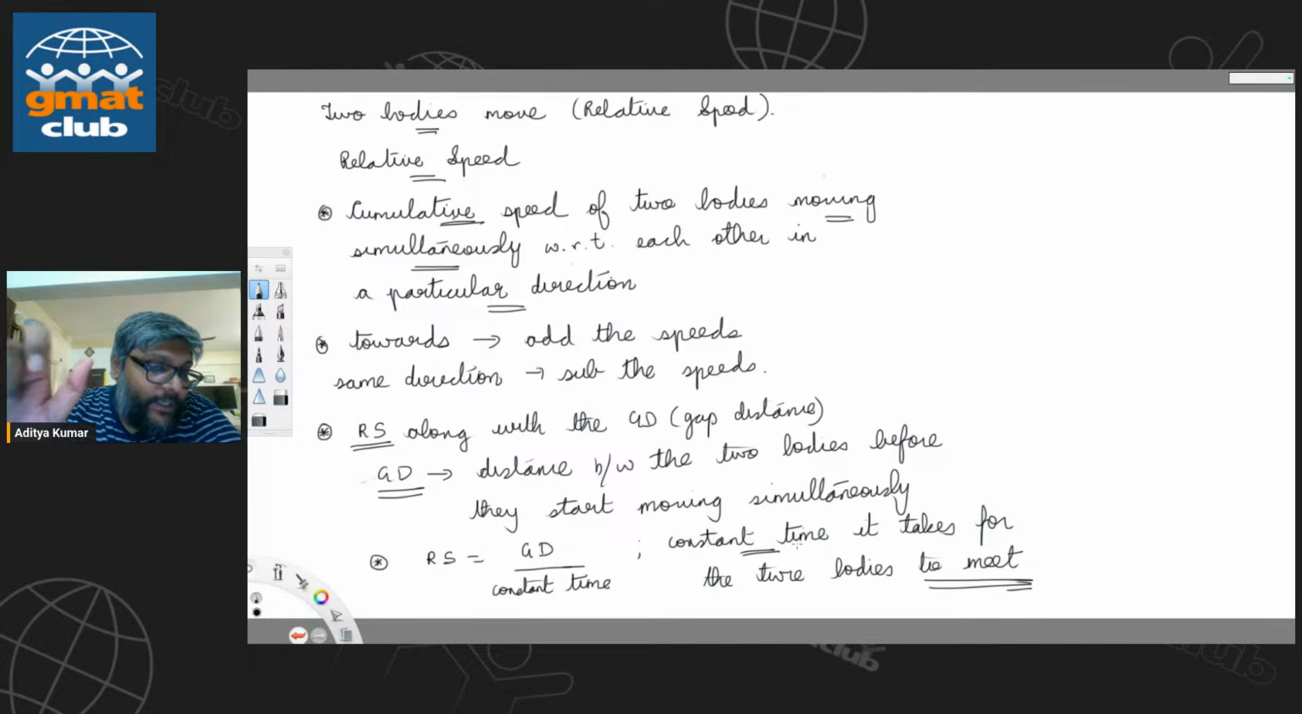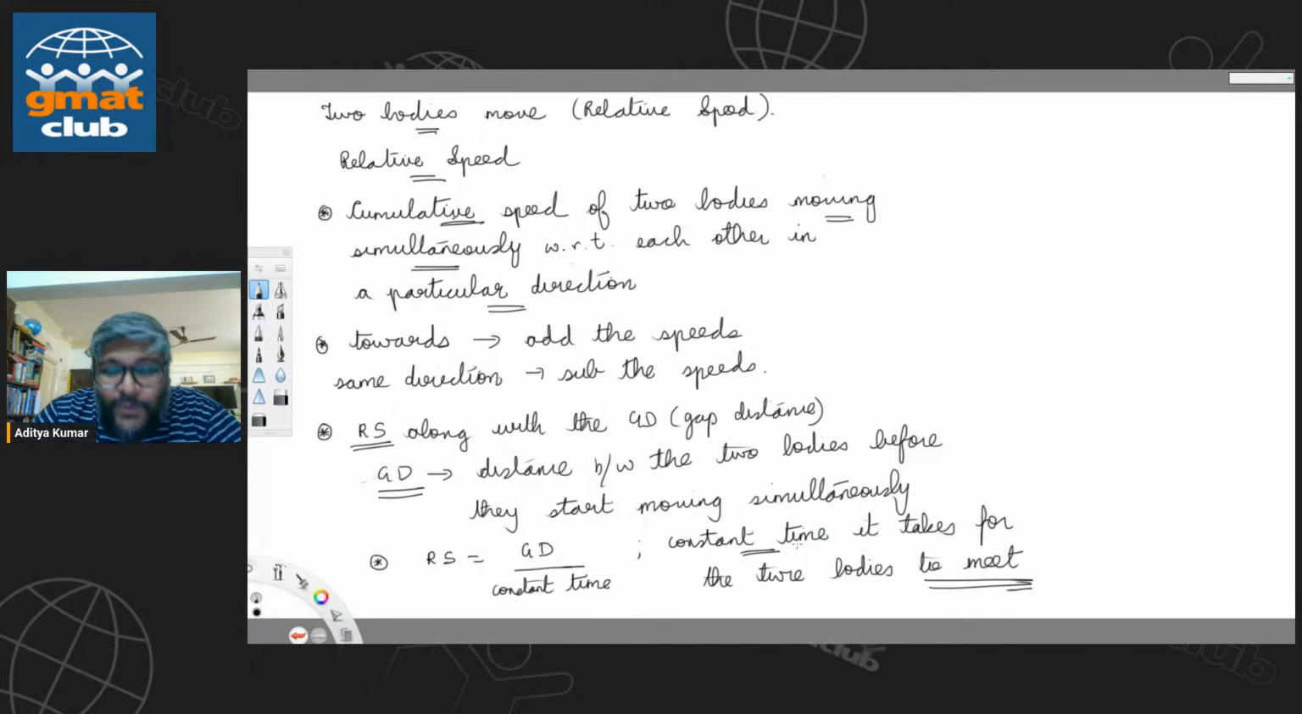Direction is also important. If the two bodies are moving towards each other, add the speeds. But if the two bodies are moving in the same direction, subtract the speeds. I personally would always use relative speeds for towards and the same, because relative speed works best when bodies are meeting each other. If bodies are moving away from each other, diverging, I would not make use of relative speed because they're never going to meet unless they are traveling around a circular track.